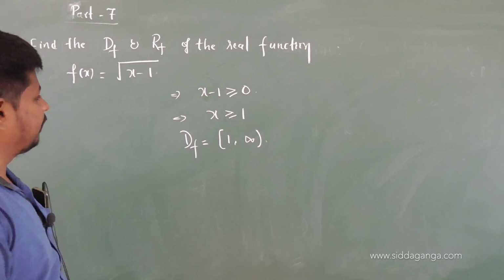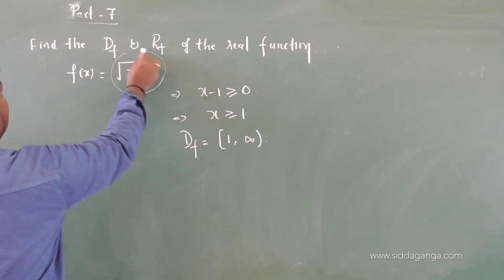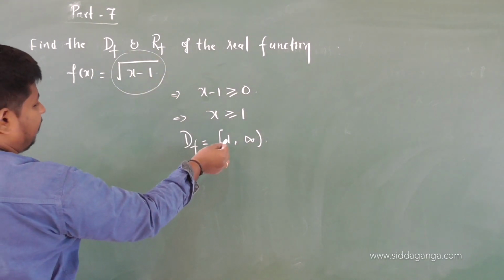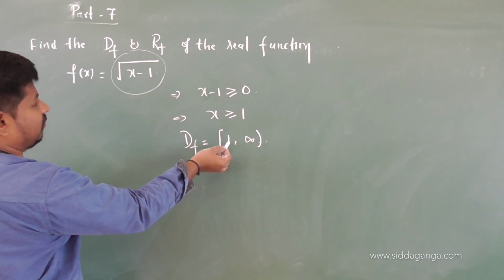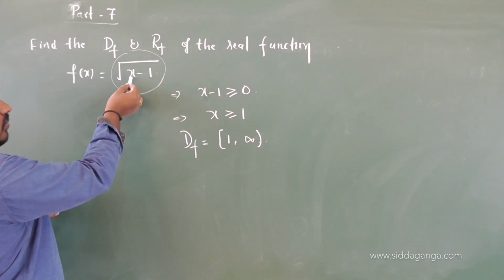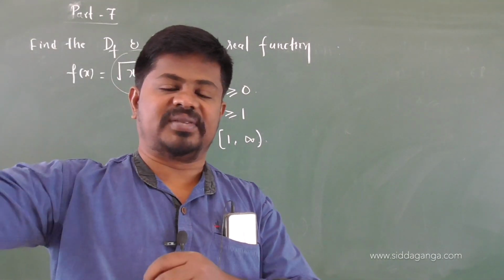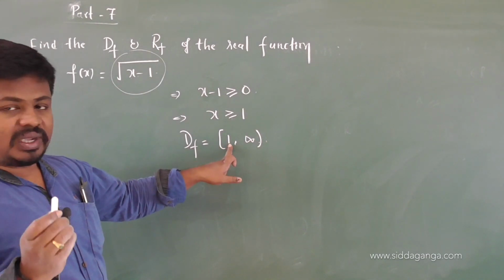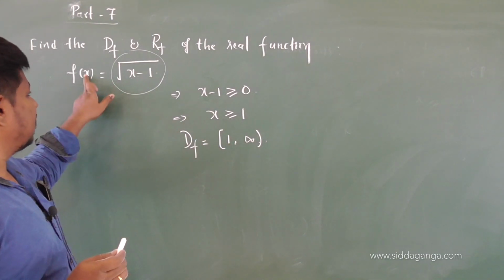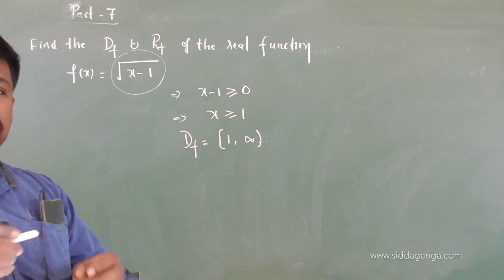X means domain value. Then what about the range value? This is the value of y. Domain values start from 1 to infinity, so the first domain value is 1. When you substitute 1 in place of x, you get 1 minus 1, which is 0. So the range value starts from 0, that is, 0 to plus infinity. Hope you got it, students. Root of 0 is 0.